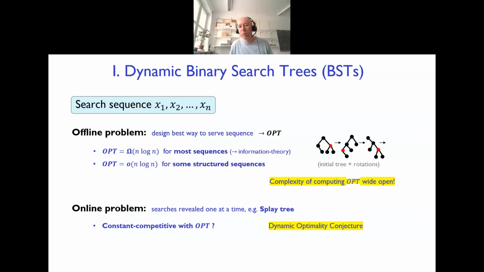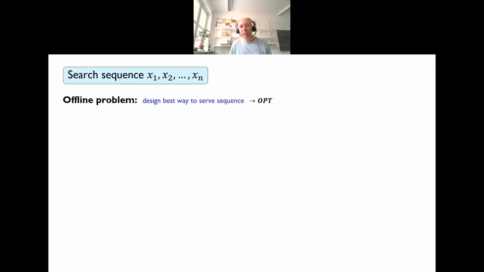And of course, the big question is: is there an online strategy which is constant competitive with the offline optimum? So this is the dynamic optimality conjecture by Sleator and Tarjan. Okay, so we will mostly look at the offline problem. So we want to design the best way to serve the sequence x1 to xn.